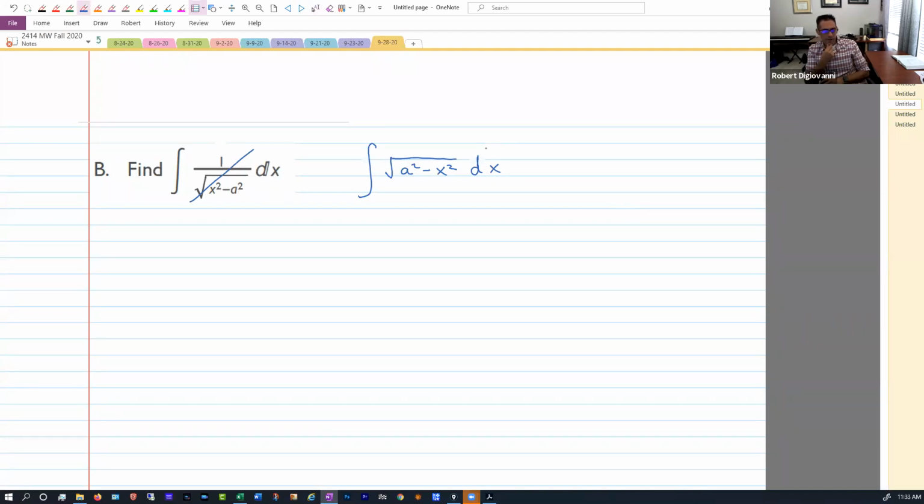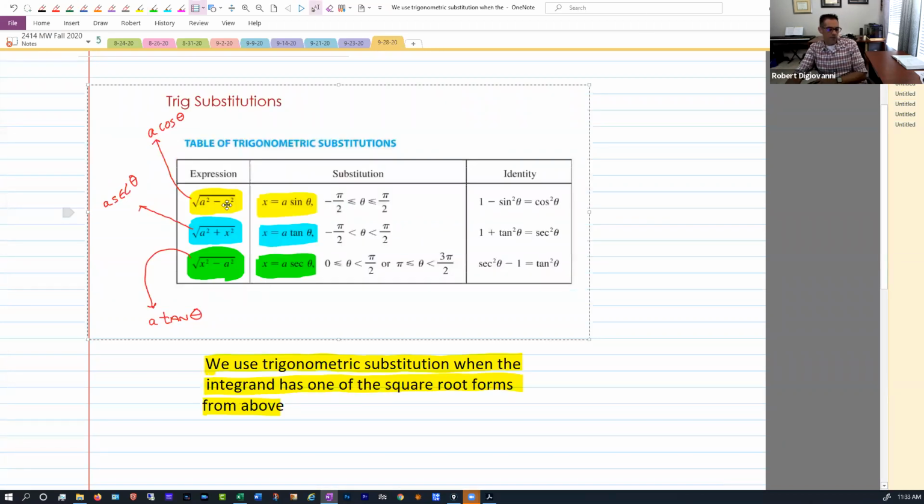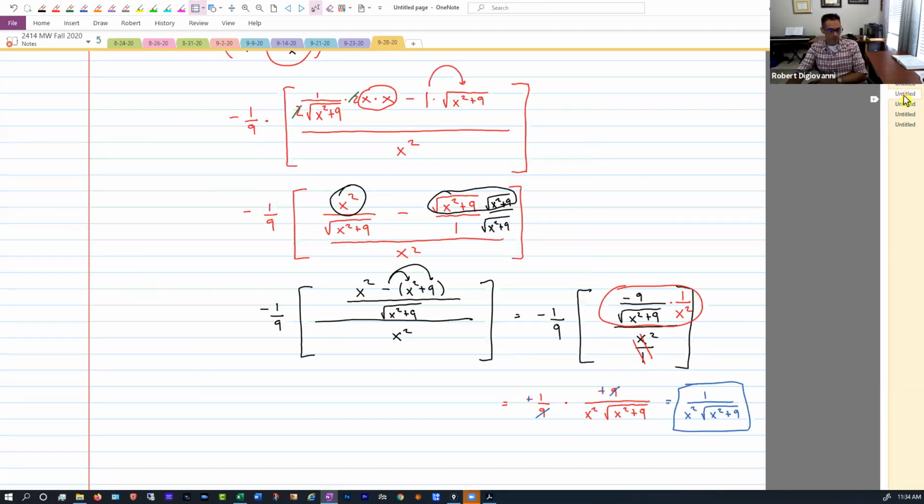All right, you ready? So A here is a constant. They're not telling us what it is, right? So we know X is the variable. We know X is the variable because of the dx, right? The dx tells us that X is the variable here. So A is a constant. So we look at our forms, and this is exactly like this first form, right? It's exactly the same. So we're going to make a replacement. X is going to be A sine theta. And then the square root stuff is going to turn into A cosine theta. That's what I'm about to do.